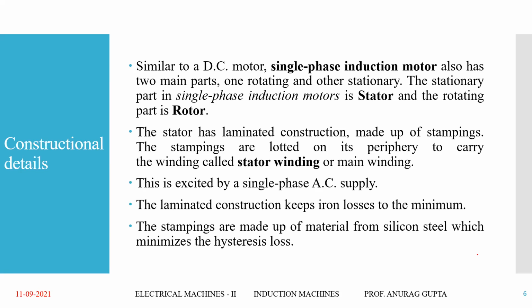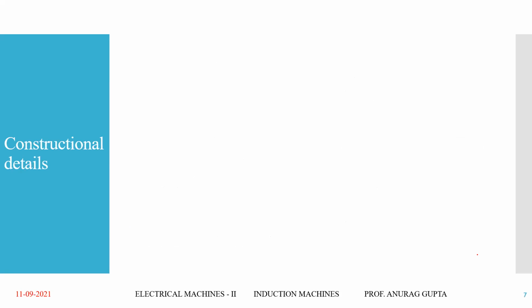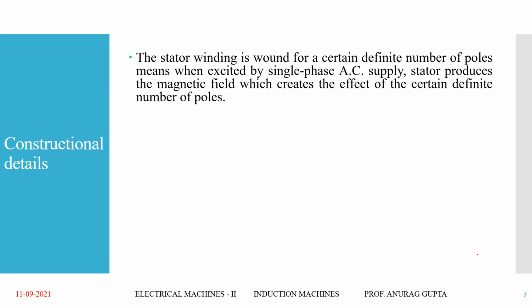So now everything has a meaning here. Why are we using stamping? We are using stamping to minimize hysteresis losses. Why are we using laminated construction? We are using laminated construction to minimize iron losses. Clear? The stator winding is wound for a certain definite number of poles.